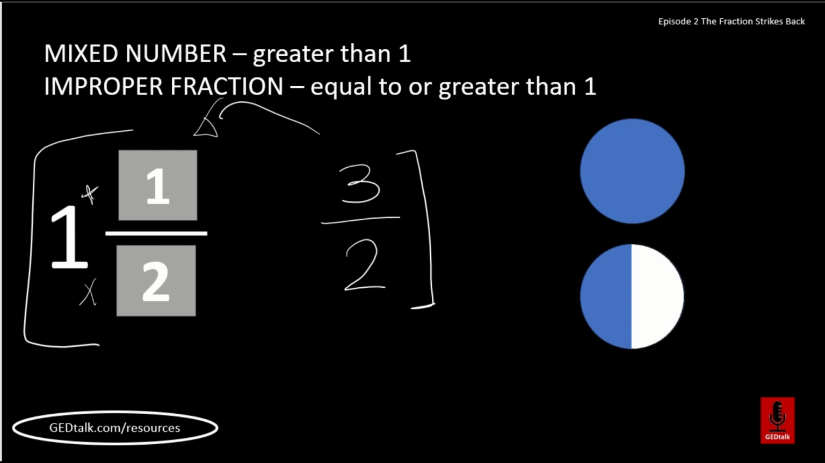Well, folks, do some good old division. We're going to do 3 divided by 2. How many times can 2 go into 3? Once. Okay. If 2 goes into 3 once, 3 minus 2 is going to be what? 1. So then I have remaining 1 over 2.